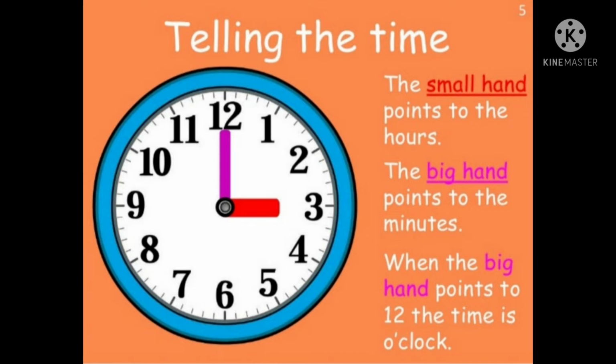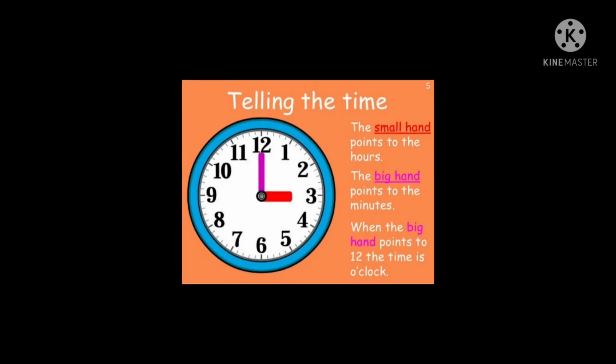That means the big hand or the long hand will always tell you the minutes and the small hand will always tell you the hours. When the big hand points to the 12, the time is o'clock. That means if the small hand is at 3 and the big hand is at 12, then the time will be 3 o'clock.